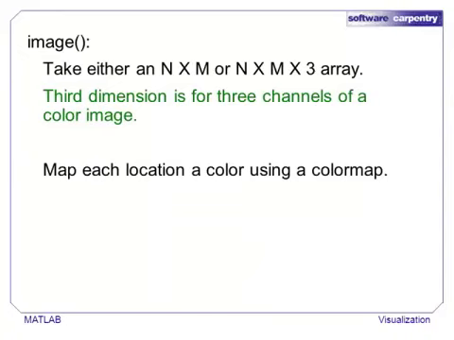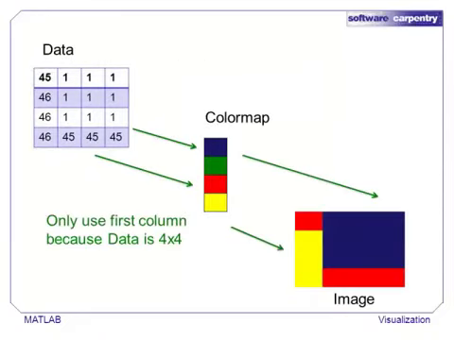Image takes either an n by m matrix or an n by m by 3 array. If the image is two-dimensional, then each element is treated as an intensity value. If it has 3 dimensions, then each pixel is described by 3 intensity values corresponding to 3 color channels. Image uses a color map, which is an n by 3 matrix to map intensities to colors. For this simple color map, values are taken from the range 0 to 64, split into 4 equal sets, and mapped to the corresponding location in the image.